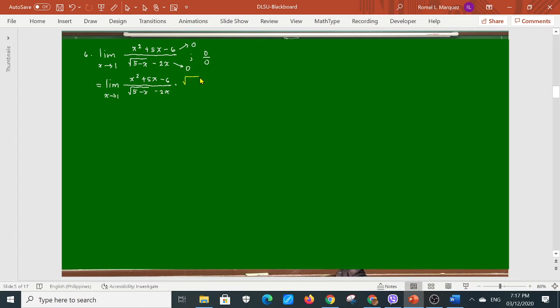The conjugate, no? Square root of 5 minus x minus 2x, the conjugate becomes plus 2x. Okay, so the square root of 5 minus x plus 2x. We multiply also the denominator by the square root of 5 minus x plus 2x.